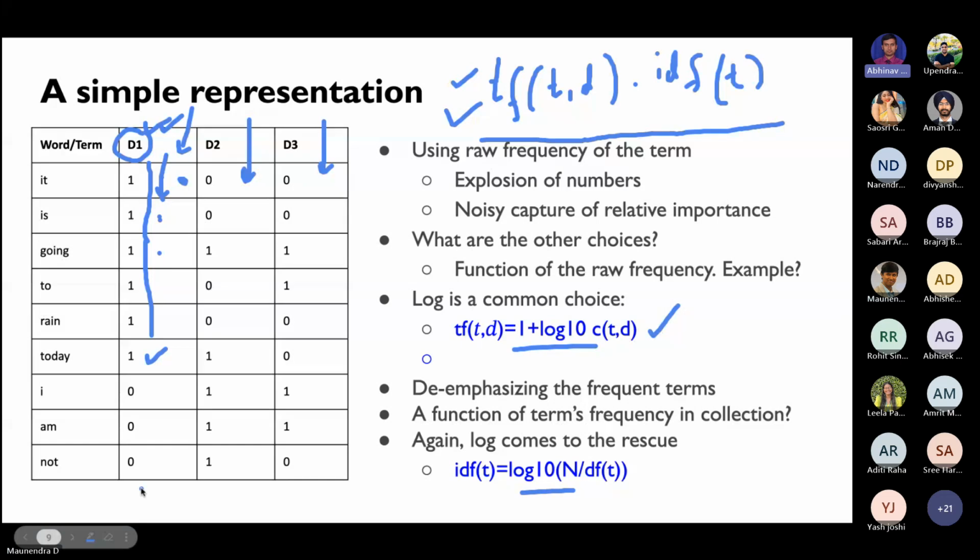Okay, fine. And sir, in this scenario, the IDF for D1 will always be 1 in that case. No. We multiply the TF and IDF and get some value here. We multiply TF and IDF for this, we get some value. And then we normalize this entire vector. IDF things are not changing.